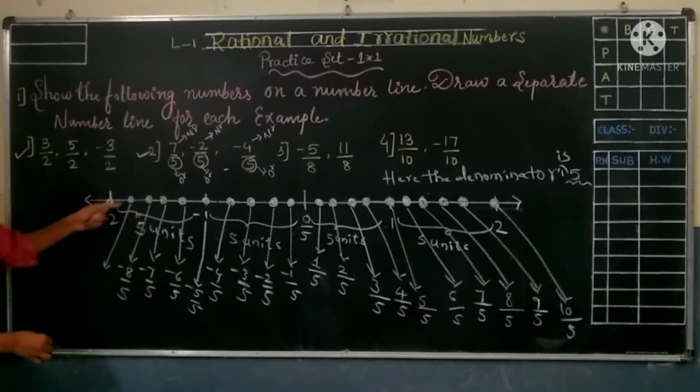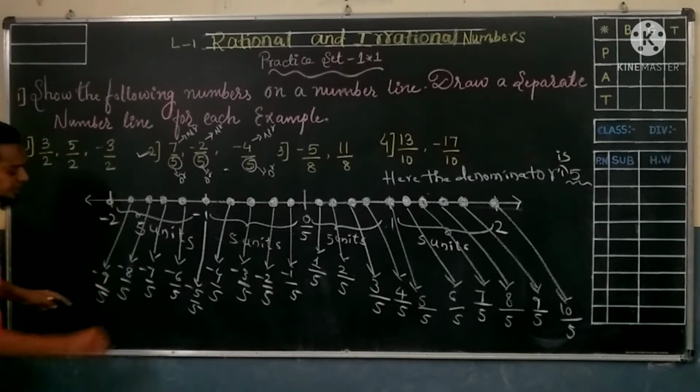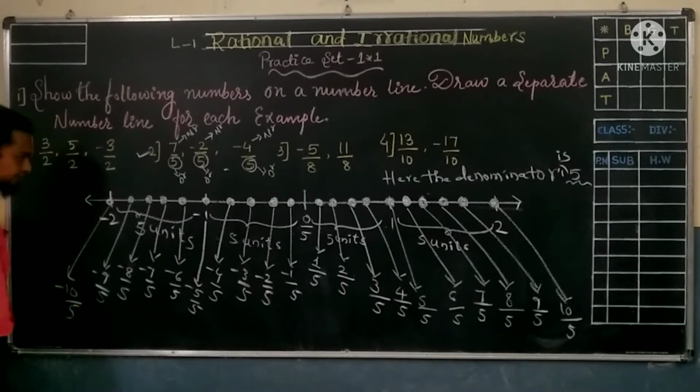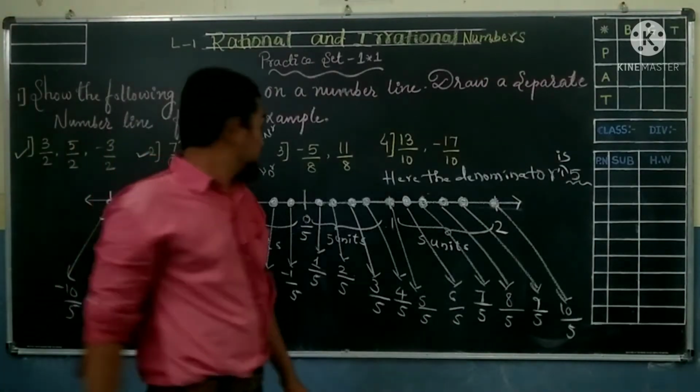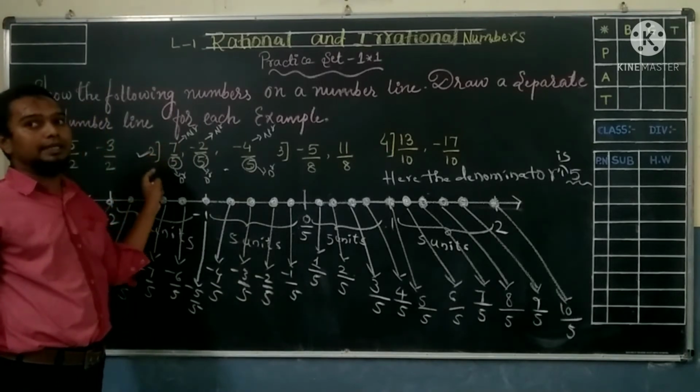Here, this is the 9 point. This is minus 9 upon 5. The denominator is given 5. Here, this one is the minus 10 point. Denominator is 5. Now, here, we will show 7 upon 5 on the number line.